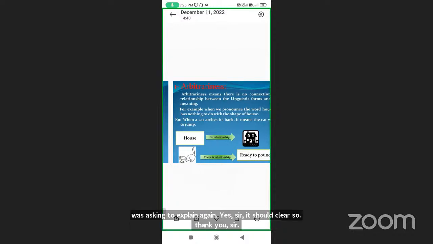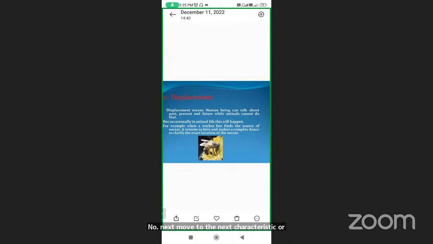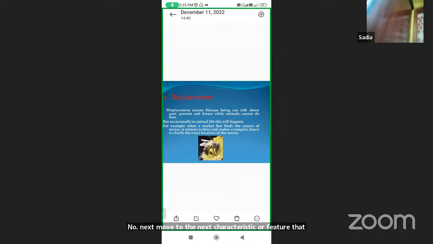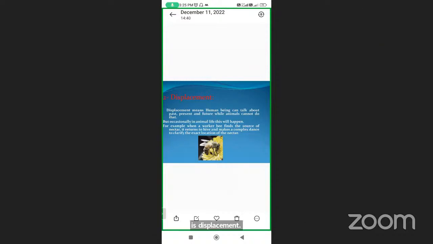Now next move to the next characteristic or feature, that is displacement. Now what is displacement? What is the meaning of displacement? The word displacement has its own meaning. It's already self descriptive. Like displacing, first one is dis, that is a preposition which shows something related to opposition. Placement means to place a thing in a particular place, right?